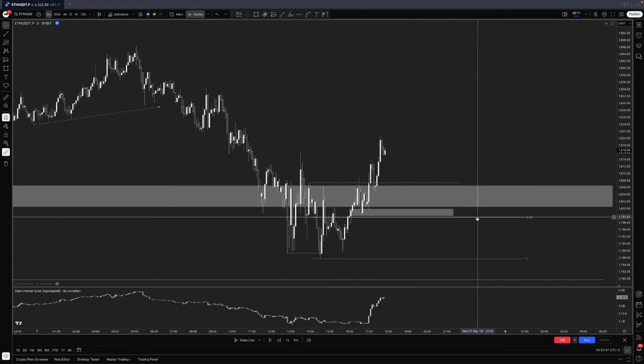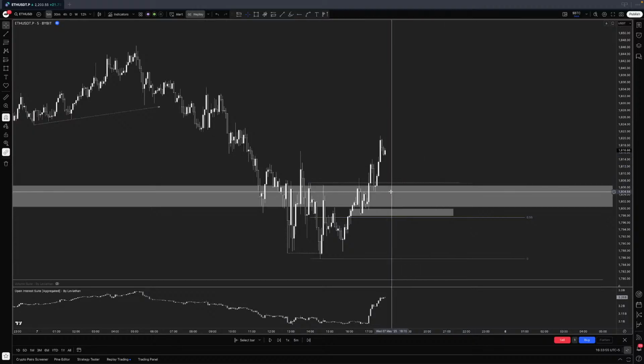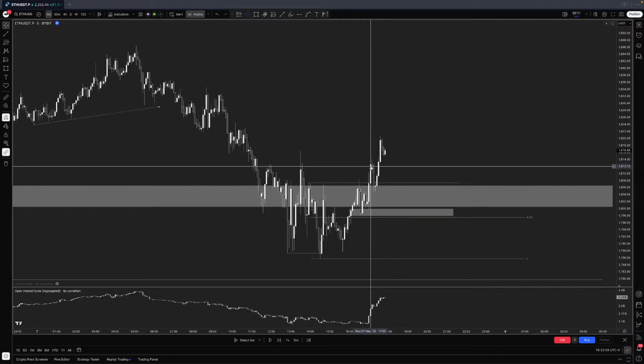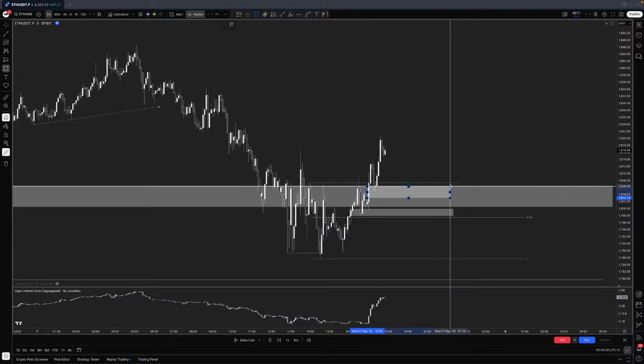This liquidity gap is confluent with a 0.55 Fibonacci level, and also, all right, guys, the liquidity gap that formed when the market structure shift happened over here, right? So we have another level of entry over here, which is this one.